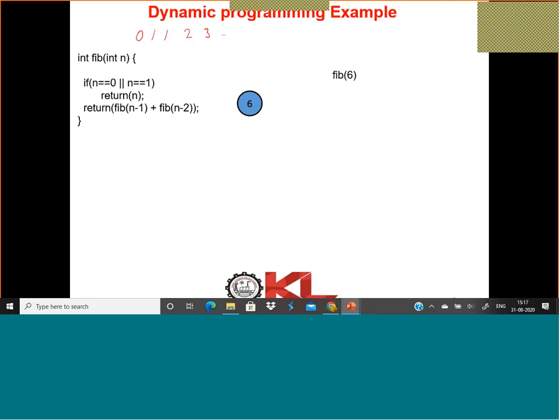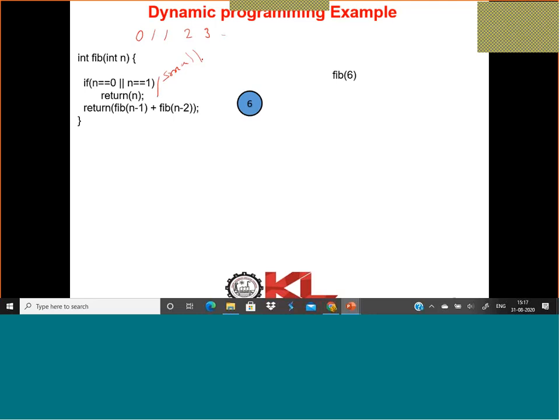Otherwise, it is a big problem, and the same problem is reduced by reducing the n minus 1 and n minus 2 values. Just look at this algorithm. Whatever condition is there, that is the small condition in divide and conquer. If it is not small, the same problem is divided into sub-problems: one is finding the Fibonacci of the n minus 1 term, plus finding the Fibonacci number of n minus 2.